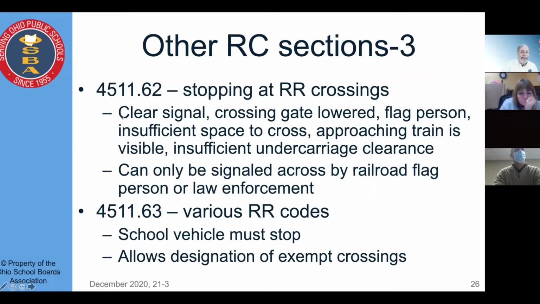But going back to 62, it says that if there's a clear signal, there's a train coming, so it could be a flashing light, could be a gate, could be a flag person, or, and here's the ones that get us in trouble, if there's not enough room to cross the tracks, so the school bus driver has to look across the tracks, if there's an approaching train visible, or, and we laugh when we read it here, but it happens, if there's insufficient undercarriage clearance.